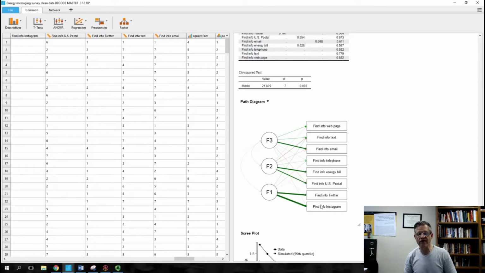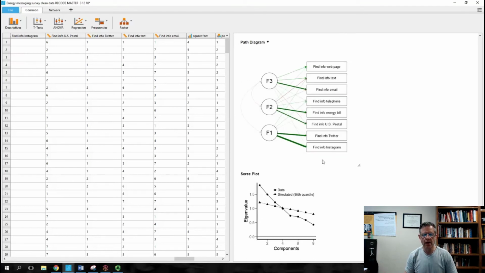Find info Twitter, find info Instagram. Here they are, collected strong, right? Not too strong, but still. Find info energy bill and U.S. postal went into factor 2. And then find info email is alone in 3. Those are the way it's sort of clustered. Some of these other ones you can see they're real weak, but they don't show enough to grab it. Does that make sense?